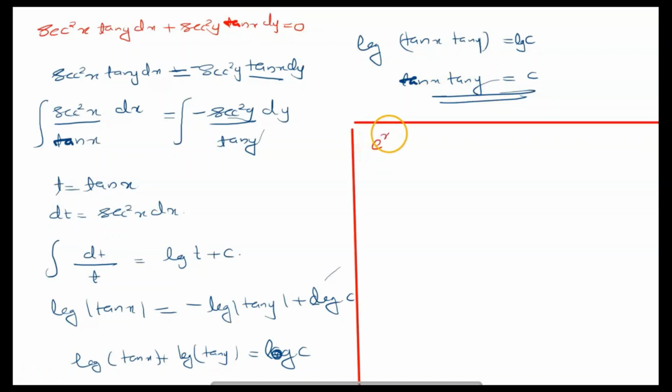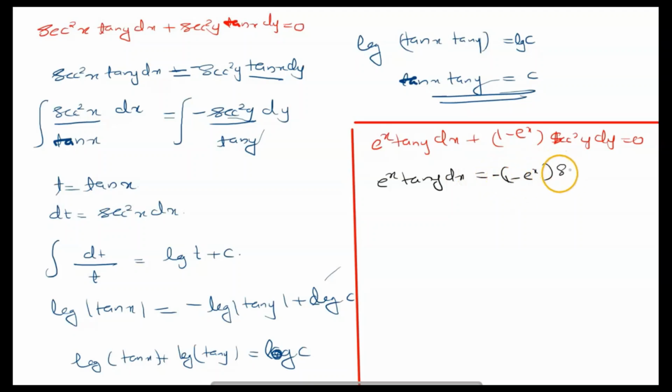Now let's solve e raised to x tan y dx plus 1 minus e raised to x sec square y dy equal to 0. Now let's separate the variables. e raised to x tan y dx equal to minus of 1 minus e raised to x sec square y dy. So e raised to x divided by 1 minus e raised to x dx equal to minus of sec square y divided by tan y dy.